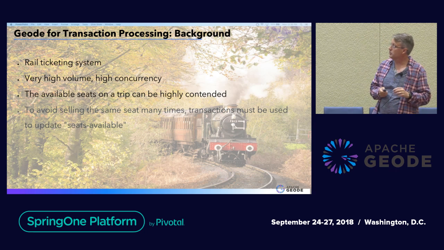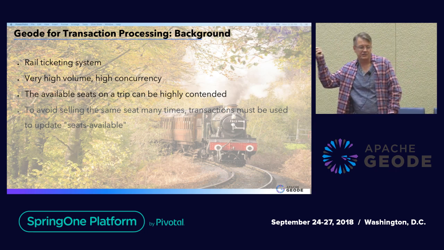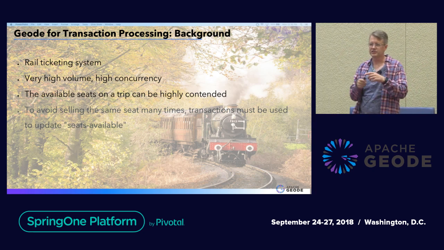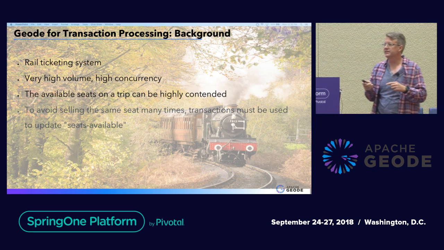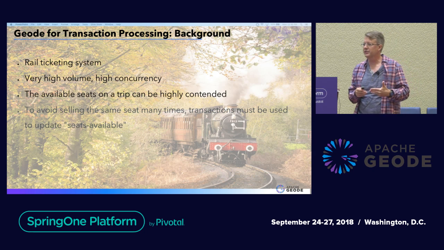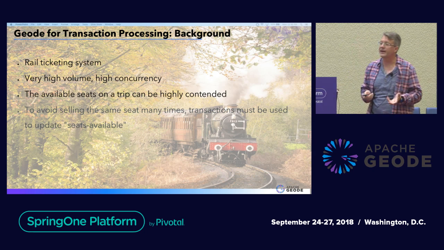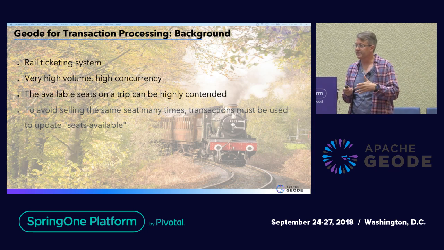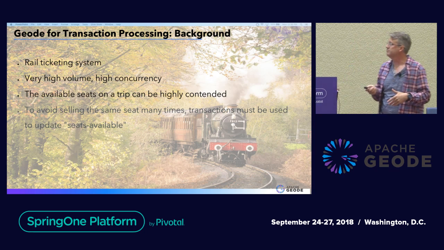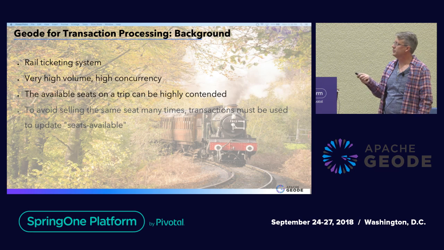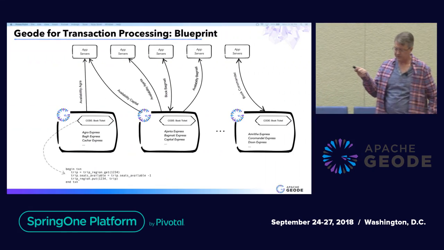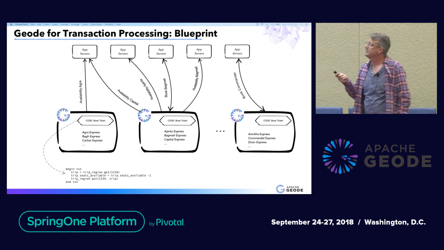Okay, so the other thing is, when I say transaction processing, I mean actual database transactions, right? Because this is exactly the kind of problem where you need to manage concurrent updates with transactions, or else you're going to lose an update, and the business result will be you sell the same seat twice, which is not good. Okay, so here's the architecture for that.